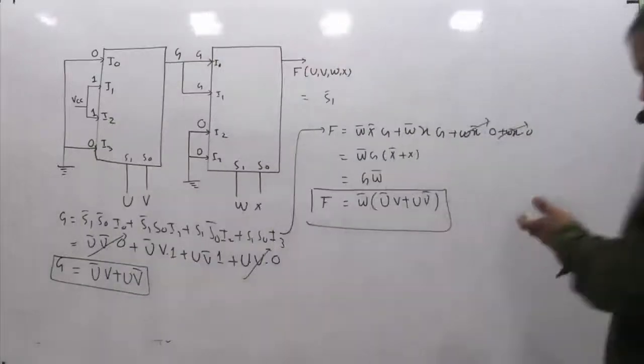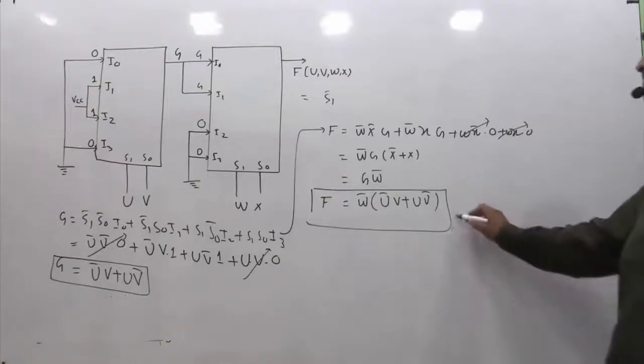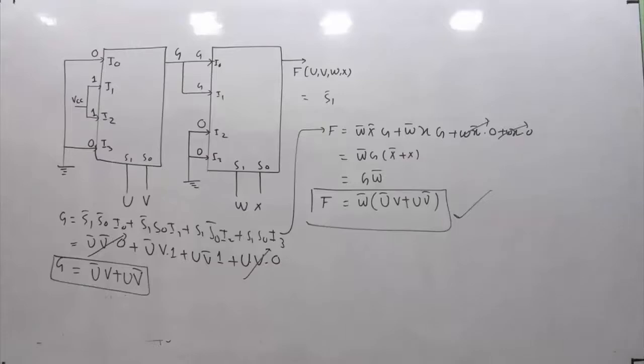So if you check, this is given in one of the options, like W bar, then U bar B plus U B bar. Yeah, so that is given in option C actually, right? So that is the right answer for this question. So very, very straightforward question. If the multiplexers are cascaded, you can get the expression of the first multiplexer, and then that corresponding expression you can use while finding the output expression of the second multiplexer.